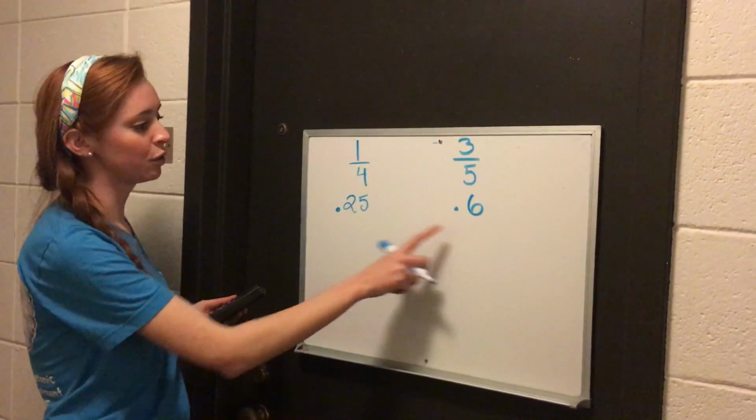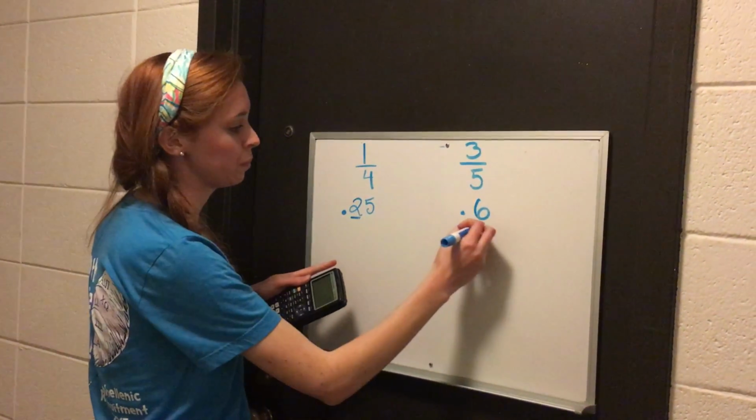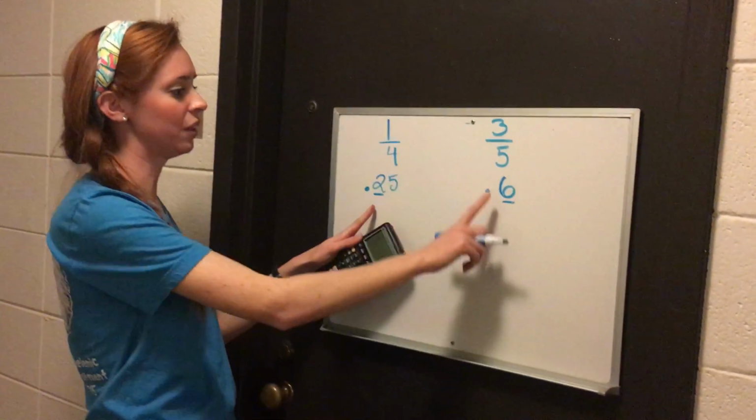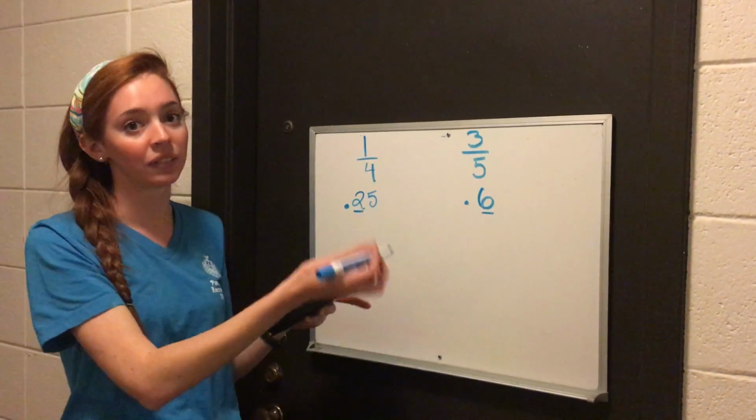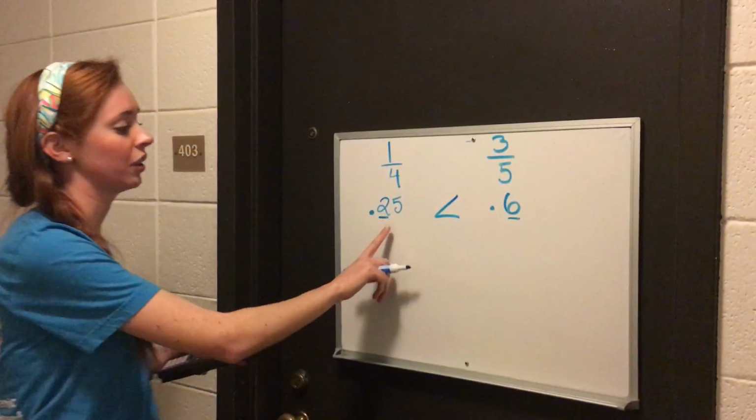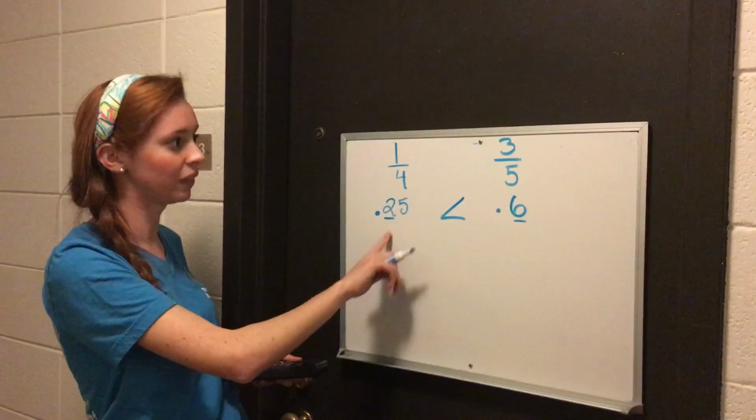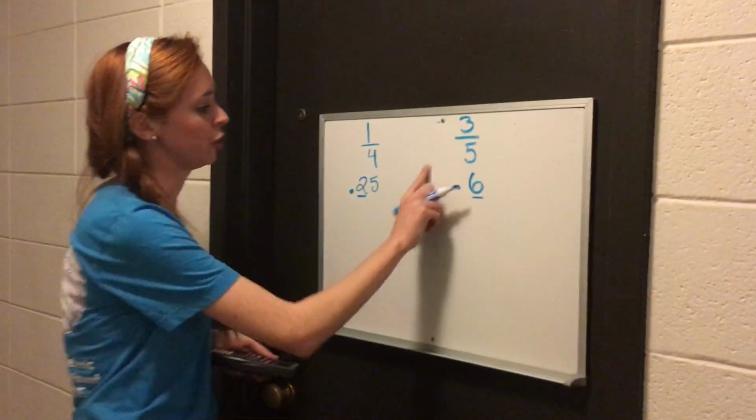Now looking at these two numbers, we're going to look at our place values, the tenths place, since these are two different place values in the numbers. So we have a 2 in the tenths place and a 6. Obviously the 6 is larger, so this means that 6/10 is larger than 25 hundredths, so that means that 3/5 is larger. Now we can do another method to check this too.